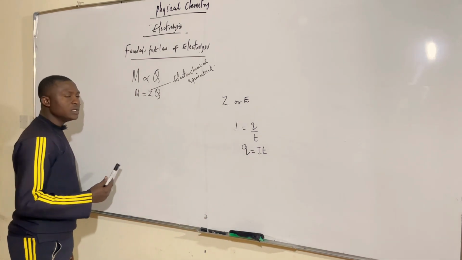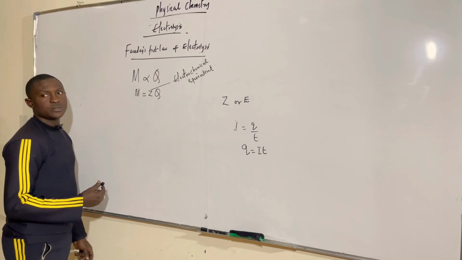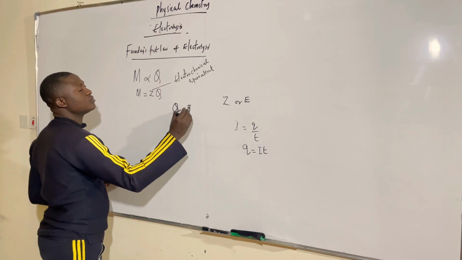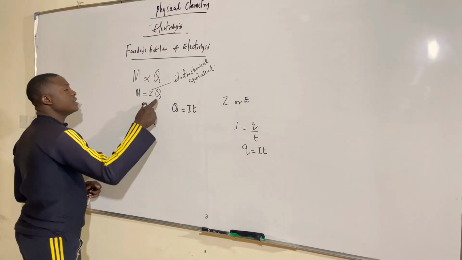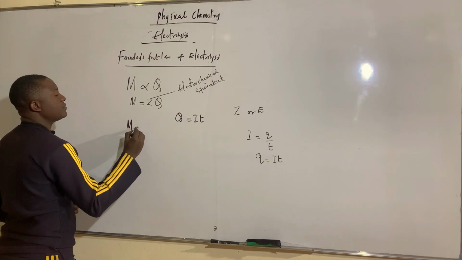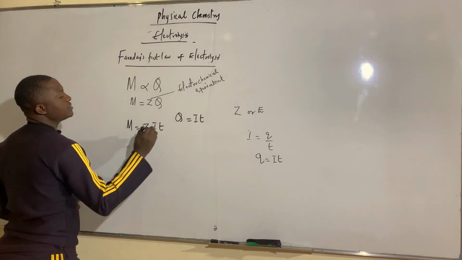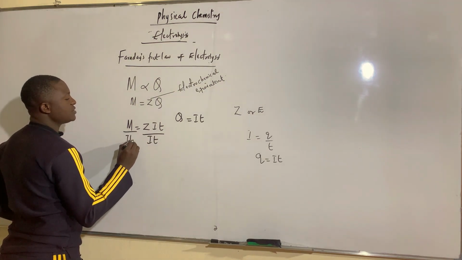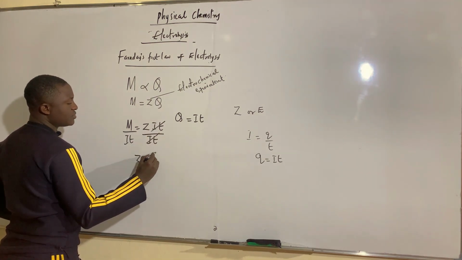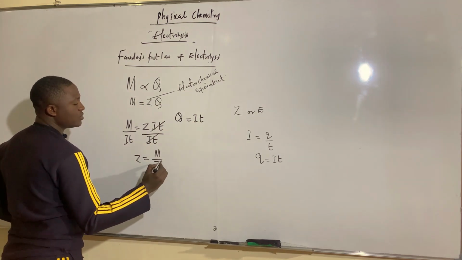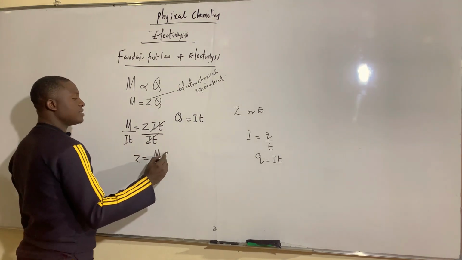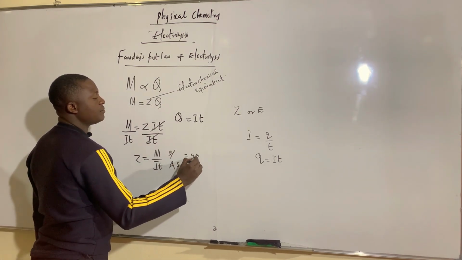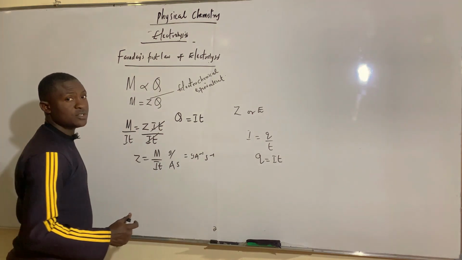Now I can make a simple substitution. Recall that Q is equal to IT, current times time. If I substitute the value here, we have M equal to ZIT. If I make Z the subject, I divide all through by IT, and IT cancels, so Z is equal to M over IT. I can even derive the unit for Z. Mass is in gram, current is in ampere, and time is in second. So that's going to be gram per ampere per second. It depends on the one you have to calculate.